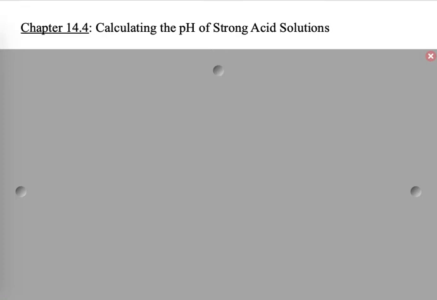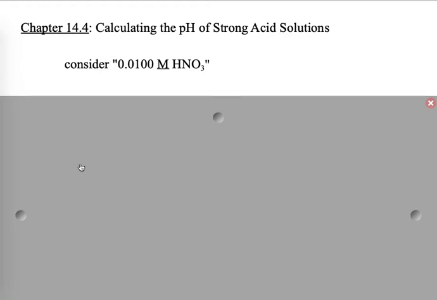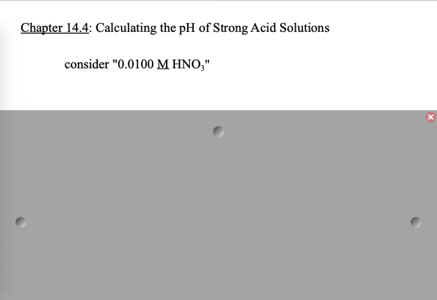In this video, I'd like to talk about calculating the pH of strong acid solutions and of weak acid solutions. Let's begin with strong acid solutions. Consider a bottle that's labeled 0.0100 molar HNO3. What does that actually mean? Well, we know, because we've memorized it, that nitric acid, HNO3, is one of our strong acids.